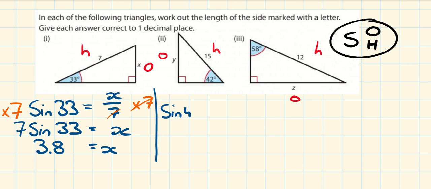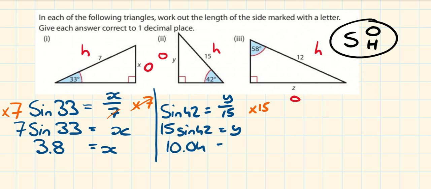So again, here we've got sine 42 equals y over 15. So if we times by 15, we will get 15 sine 42 equals y. So 15 sine 42 works out as 10.04 equals y. It says one decimal place, always read it carefully, so it'll just be 10 equals y. So that's one decimal place.